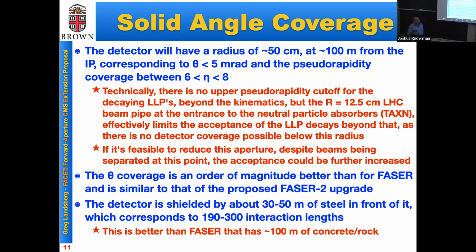It's feasible to reduce this aperture despite the beams being separated at this point. So if needed, we could further increase the acceptance, but it's easier to increase the acceptance by going slightly above 50 centimeters, because you win on the large radius, not on the small radius. And the data coverage is an order of magnitude better than for the Phase 1 upgrade and similar to that of the Phase 2 upgrade. The detector is shielded by about 30 to 50 meters of steel and all the beam optics in front of it, which corresponds to between 200 and 300 interaction lengths, which is actually better than FASER, despite the fact that FASER sits off axis, which only has about 100 meters of rock.